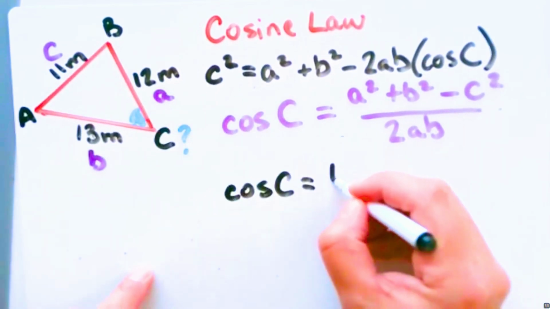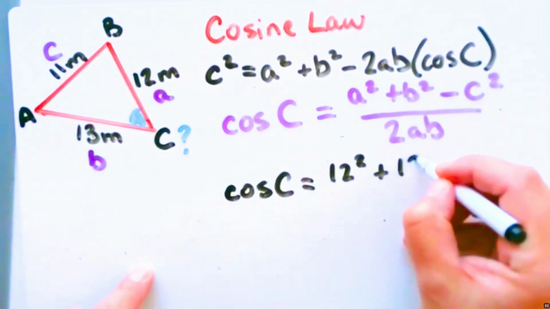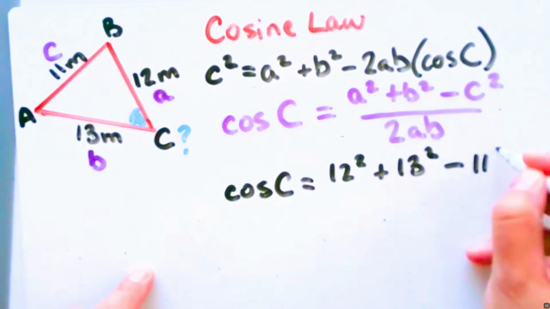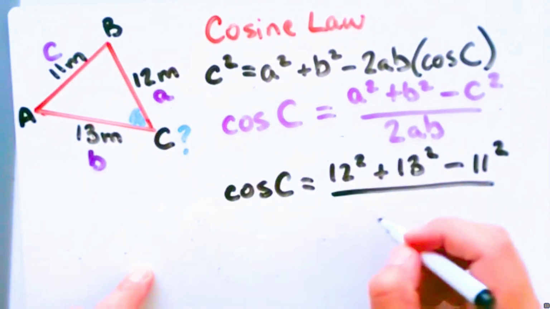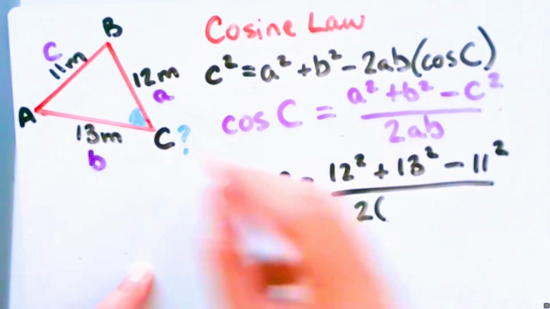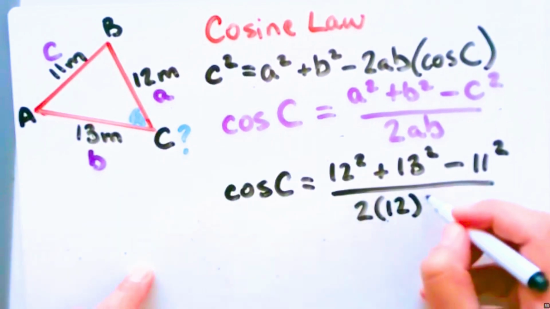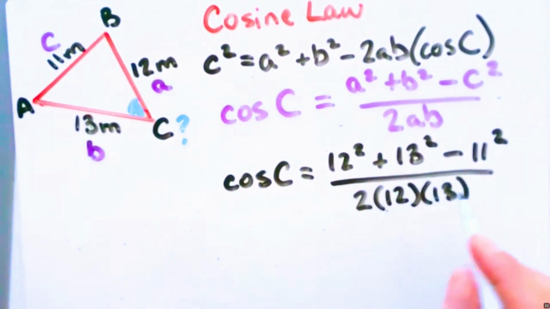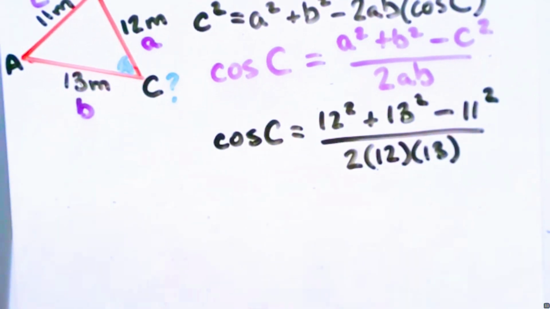Now I have a squared, that's 12 squared, plus b squared, that's 13 squared, minus c squared, which is minus 11 squared. And in the denominator, I have 2 times a times b, which is 2 times 12 times 13. Here, it's super important that you follow BEDMAS and that you calculate the top and the bottom separately.